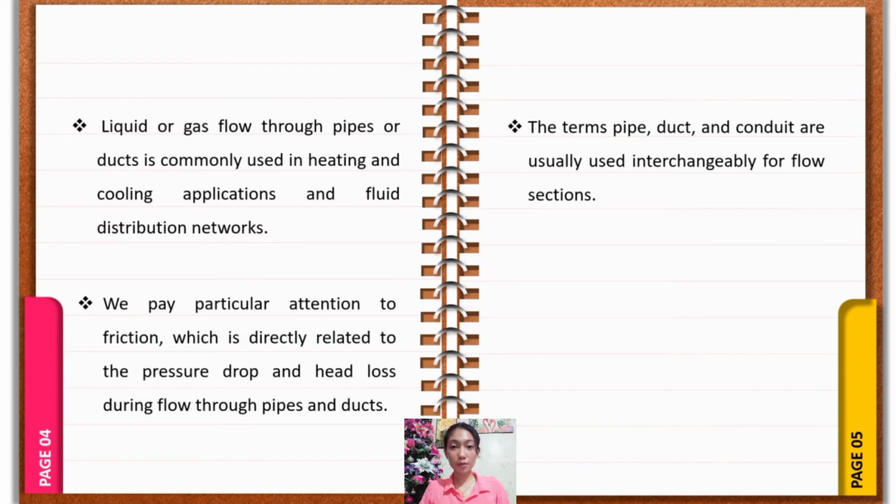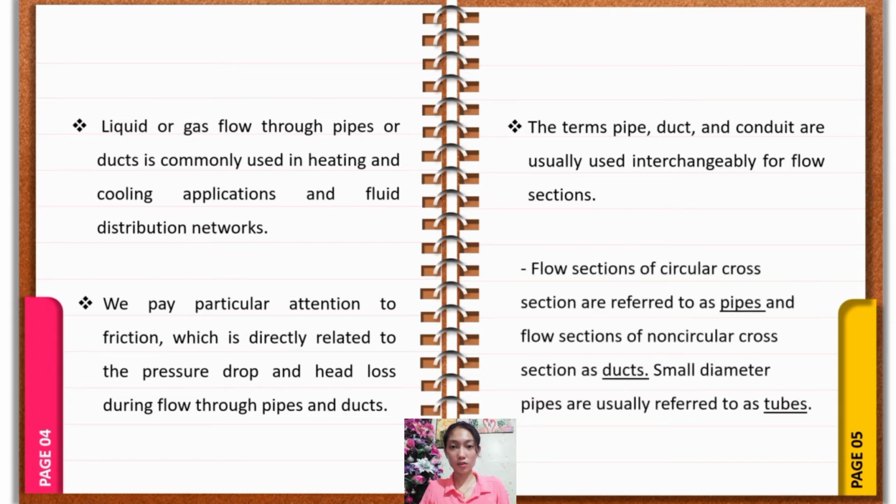The terms pipe, duct, and conduit are usually used interchangeably for flow sections. Flow sections of circular cross-sections are referred to as pipes, especially when the fluid is liquid, and flow sections of non-circular cross-section as ducts, especially when the fluid is a gas. Small diameter pipes are usually referred to as tubes.